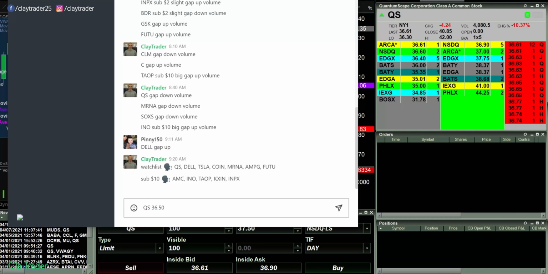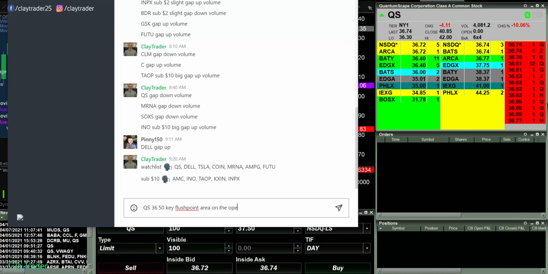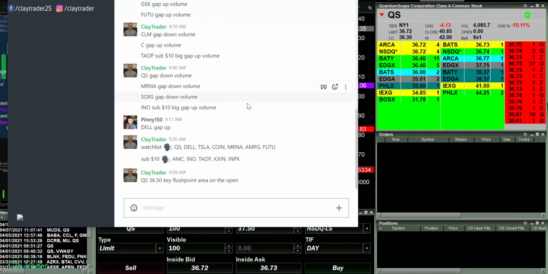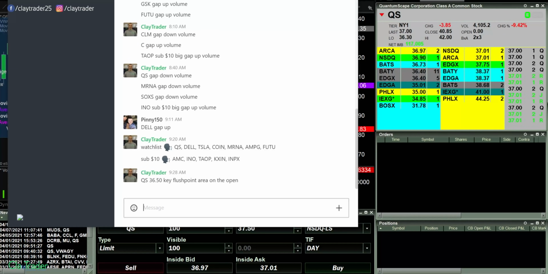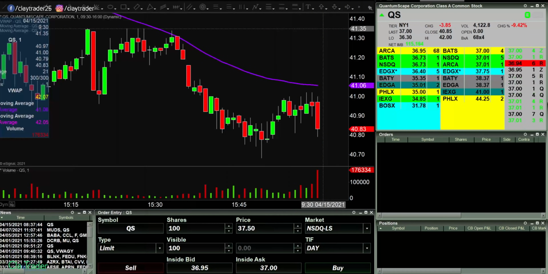But 3650 key flush point area on the open. So I will definitely be watching 3650 here. I don't have a position right now, so it's not like I'm getting into the trade and then making their alert or anything like that. But that way members have the same idea.